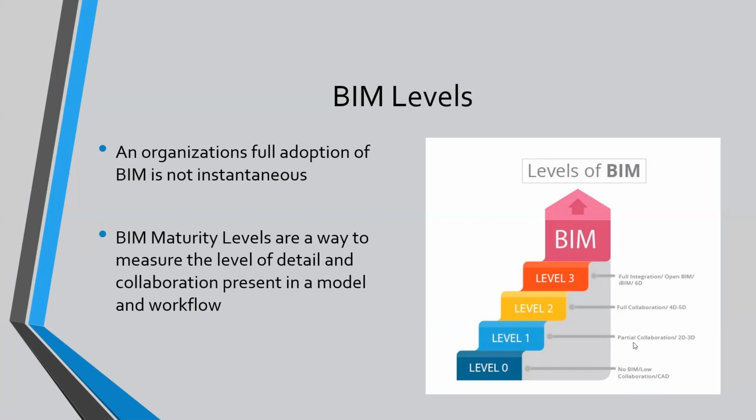After that, it moves up to level 1, which is partial collaboration, and it's a mixture of 2D and 3D drawings. Level 2 is full collaboration between all disciplines, and it introduces 4D and 5D document sharing, which is PDF files and images. And level 3 is the highest level of the BIM maturity, which represents full integration. And typically that means there is one core model that all of the disciplines are linked into, and it's the highest level of collaboration between disciplines.